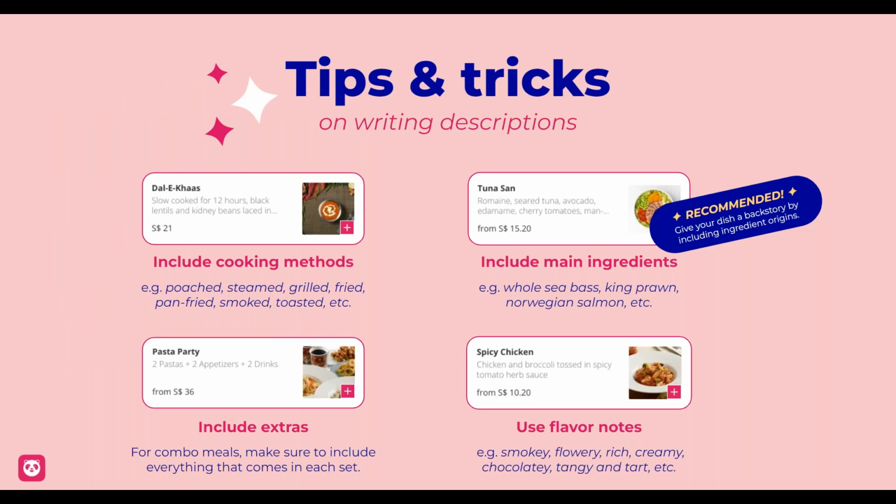So here are some tips and tricks on writing descriptions. You may include cooking methods such as steamed, grilled, fried, or include some main ingredients such as whole sea bass, king prawn, Norwegian salmon, etc., or include some extras like combo meals, or some flavor notes describing your dish, such as smoky, flavorful, rich. These would be good ideas as well.